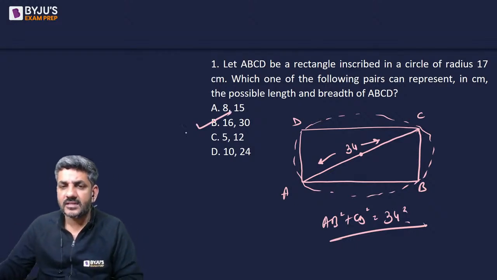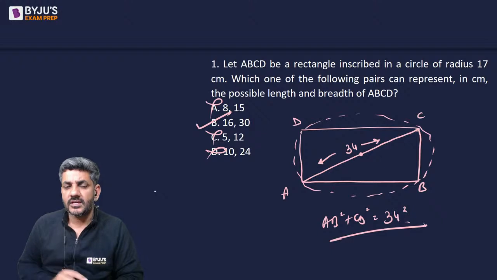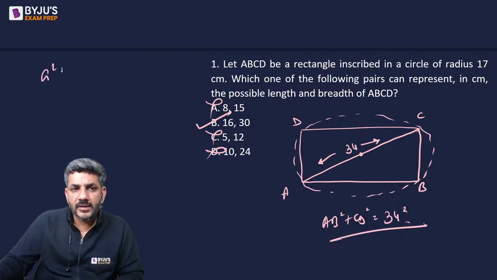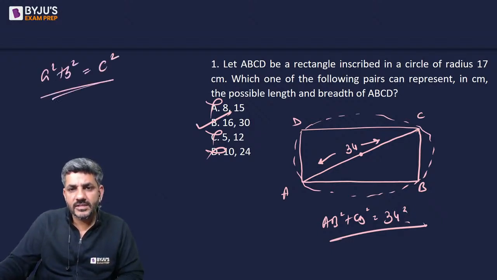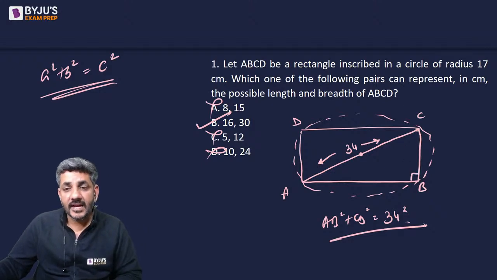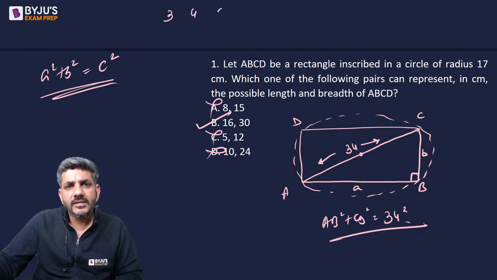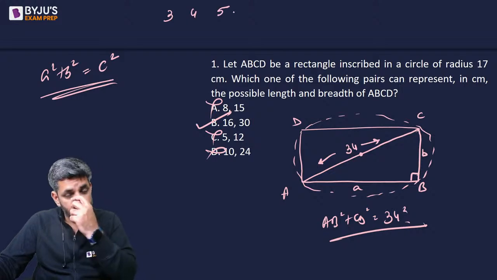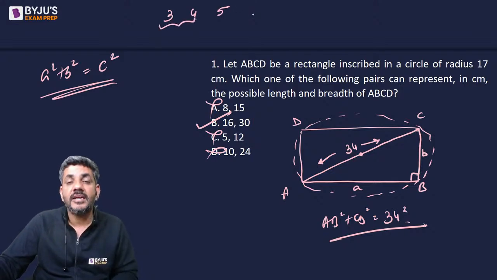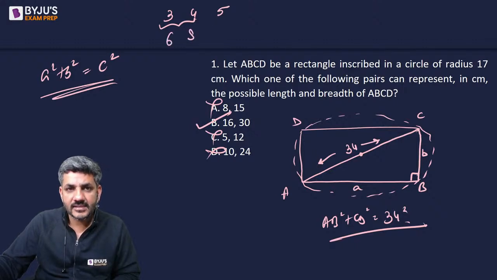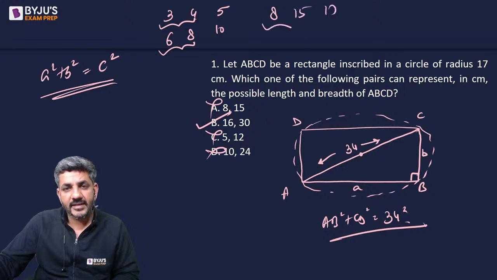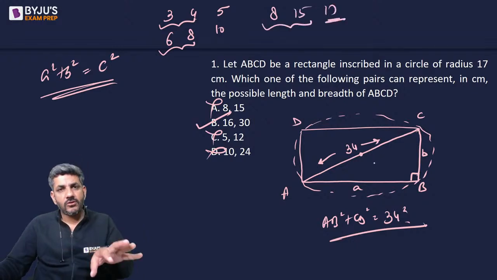Anyway, from the options you can see that none of them even add up to 34. Because a square plus b square equals c square in these cases where it's a right angle triangle, the sum of a and b is always greater than c. Take some Pythagorean triplets: 3 4 5, 3 square plus 4 square is equal to 5 square, so 3 plus 4 is greater than 5, right? Generally you will find them greater. 6 8 10, 6 plus 8 is greater than 10. 8 15 17, so 8 and 15 are greater than 17. By that logic also I get it.